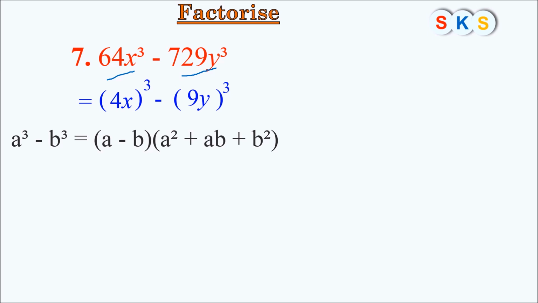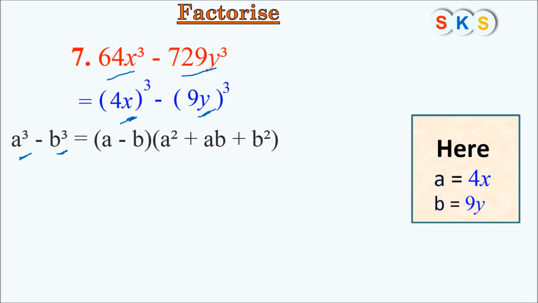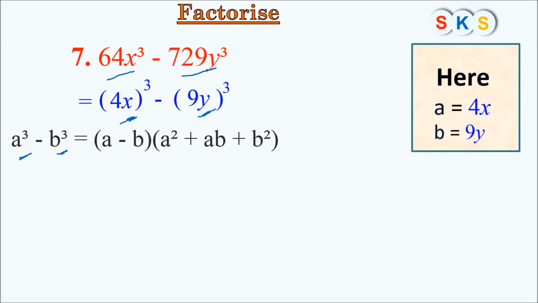And you can see the first term is the cube of 4x, so here a equals 4x, and the second term is the cube of 9y, so here b equals 9y. So what is the value of a? It's 4x. And what is the value of b? It's 9y. Now we are going to substitute the values of a and b in this formula.